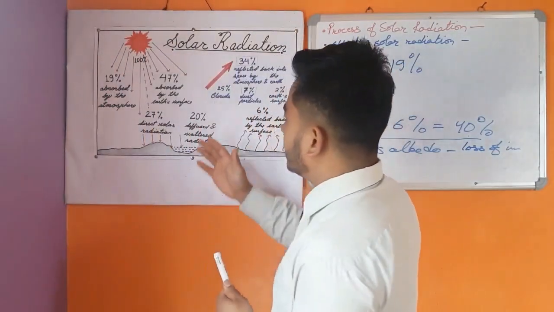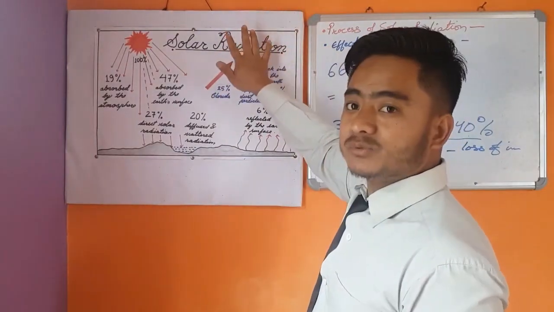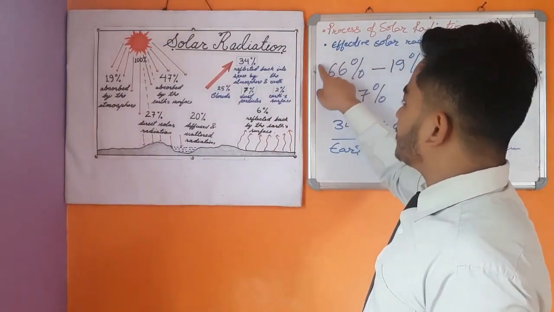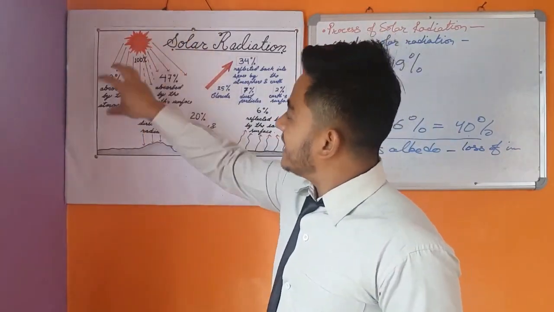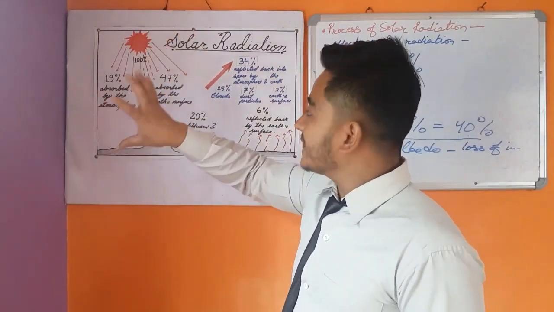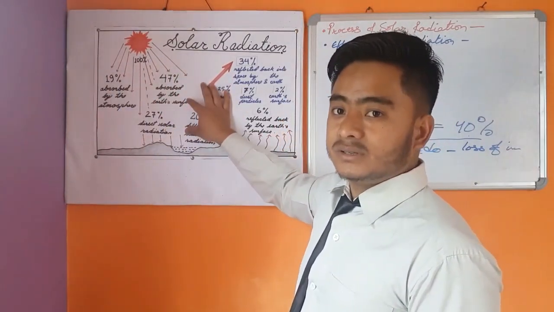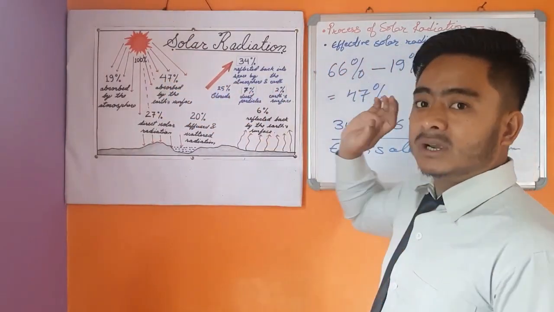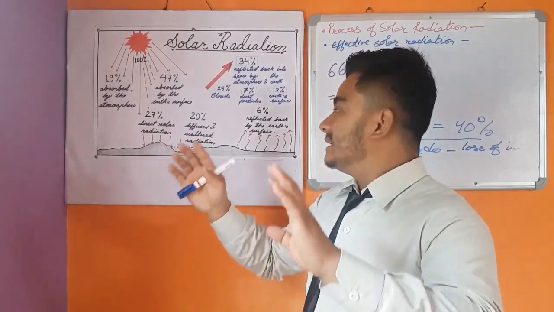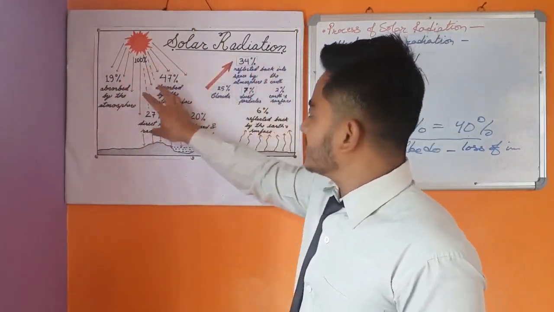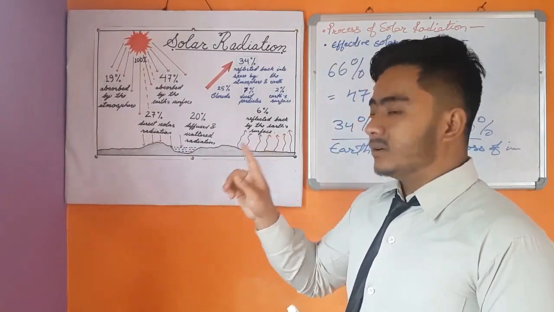Previously we learned that 34% is reflected back into the space by the atmosphere and Earth's surface. And the remaining 66% of the incoming solar radiation directly or indirectly heats up the earth surface and the atmosphere. This process is called effective solar radiation. Let me repeat again. The remaining 66% of the incoming solar radiation that is responsible for heating the earth's atmosphere and the earth's surface directly or indirectly is called effective solar radiation.